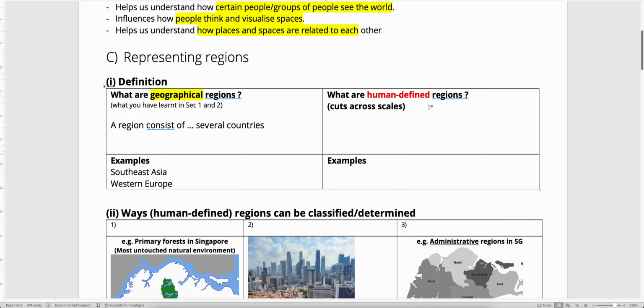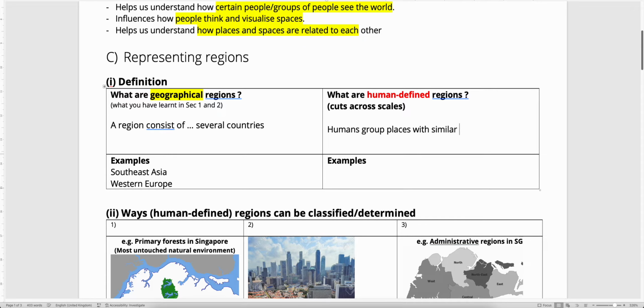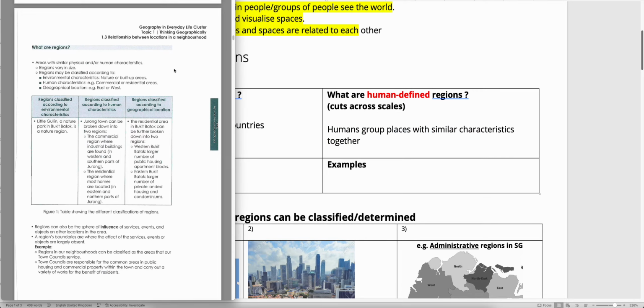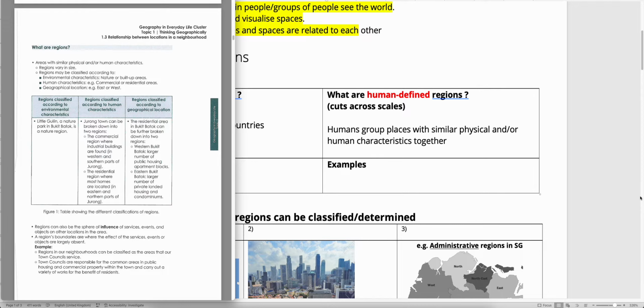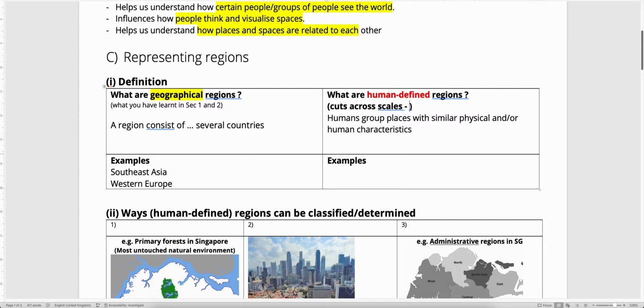So what are human defined regions? Basically, human defined regions are how humans group places with similar characteristics together. It is more or less written in your textbook as that. They are classified according to different similar characteristics. It can be physical, that means natural, and or human characteristics. Now when I say it can cut across scales, that means it can also vary in sizes as well.